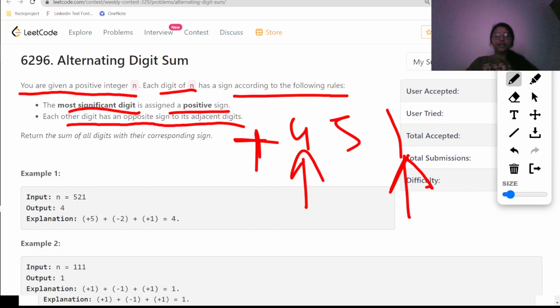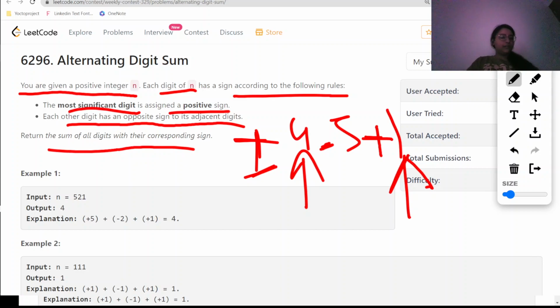So here, if one digit has the positive sign, the next will have the negative sign, and it will again have the positive sign. And at the end, we are required to return the sum of all the digits with their corresponding signs. So the thing here is we are required to check each digit and its sign, and how we are required to do so.